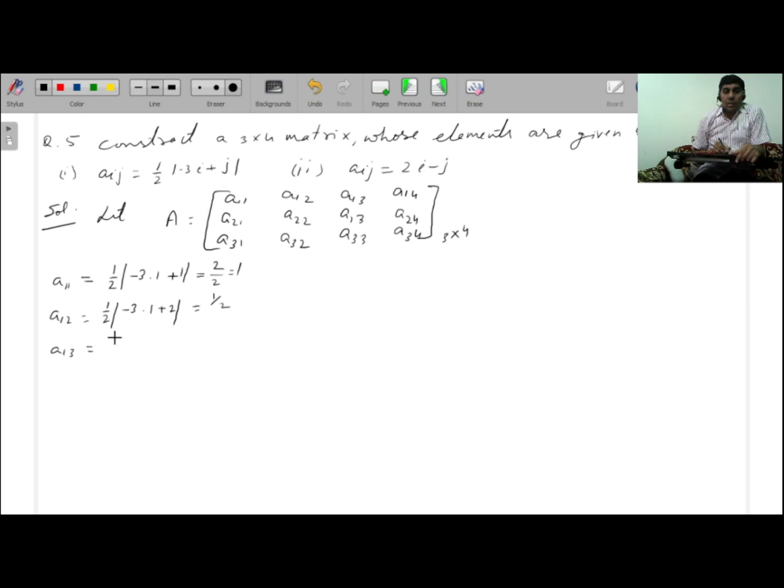A13, 1 by 2 modulus of minus 3 into 1 plus 3. i is 1, j is 3. Minus 3 plus 3 is 0. 0 modulus is 0. 0 divided by 2 is 0. A14, 1 by 2 modulus of minus 3 into 1 plus 4. Minus 3 into 1 is minus 3 plus 4 is 1, modulus is 1, so 1 by 2.